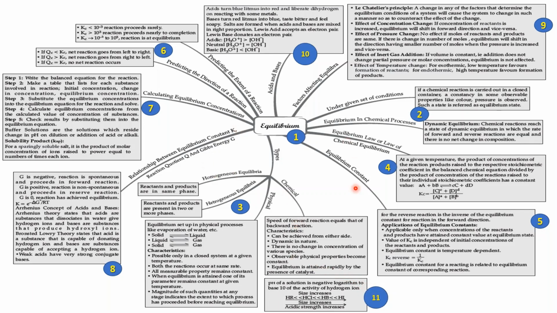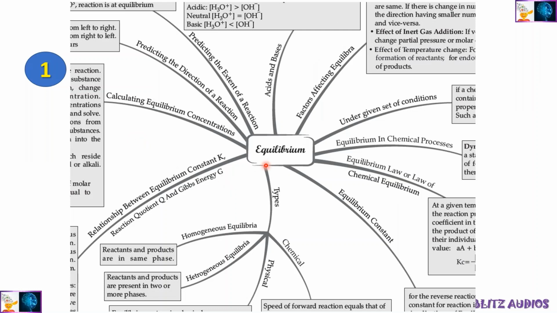First, I'll explain the tree and then all the boxes that are joined to it. So, in the chapter Equilibrium, we will first look at the definition for equilibrium and equilibrium in chemical processes. After that, we'll move on to the types of equilibrium, which are homogeneous, heterogeneous, physical, and chemical. Then, we will move on to the equilibrium law or law of chemical equilibrium. This is very important. Keep that in your mind.